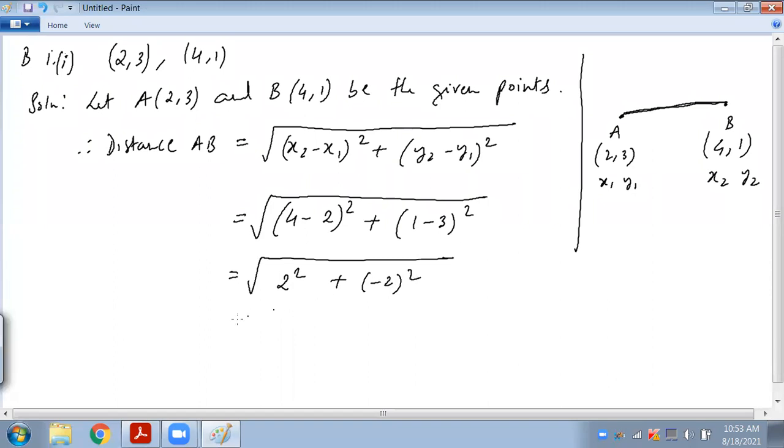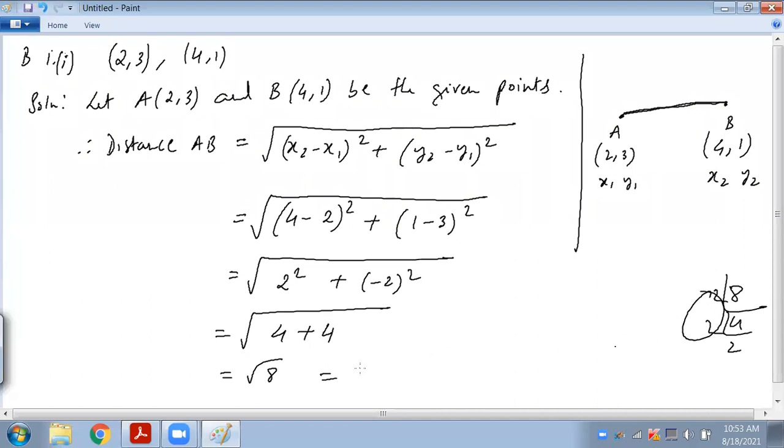Solve it. 4 plus minus 2 square is minus square, plus 2 square, minus square is plus, 2 square is 4. So it is root 8, and root 8, if you take LCM, 8 is what? 1, 2 will come out. So it will be 2 root 2 units. Okay, once you're done, you can raise your hand.